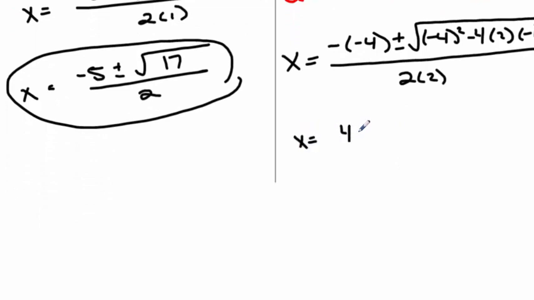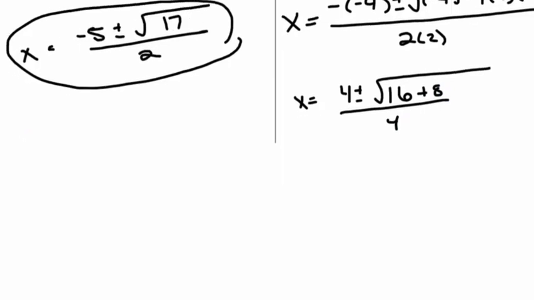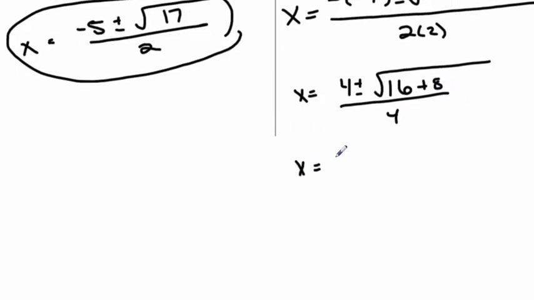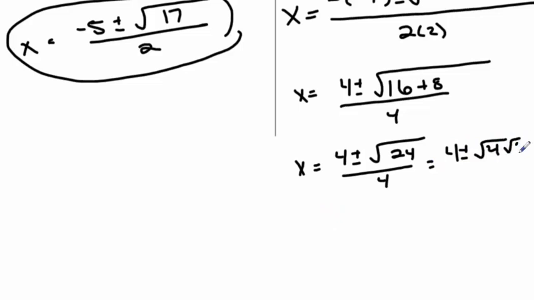So negative 4 is positive 4, plus or minus the square root of negative 4 squared is 16, minus, but I've got another negative here, so two negatives are going to make this positive 8 over 4. So I have x equals 4 plus or minus the square root of 24 over 4. The square root of 24 can be broken down into the square root of 4 and the square root of 6. 4 is a perfect square, so this is 4 plus or minus 2 times the square root of 6 over 4.